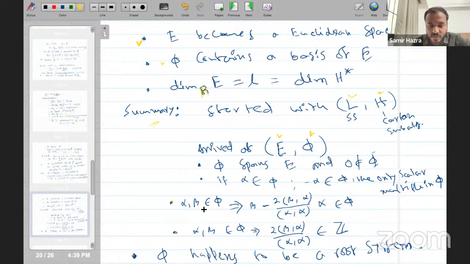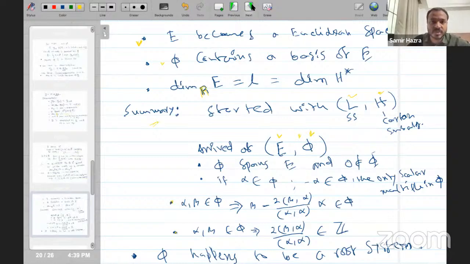So if we take any two roots alpha, beta in phi, then beta minus this thing is also in phi. And if you take any alpha, beta in phi, then 2(beta, alpha)/(alpha, alpha) is actually an integer. Okay. So in Lie algebra theory, such a collection, such a system, is called a root system. Okay, so a collection of roots is called a root system.